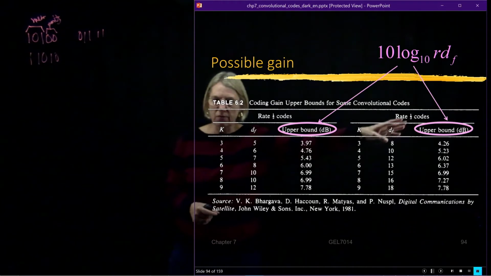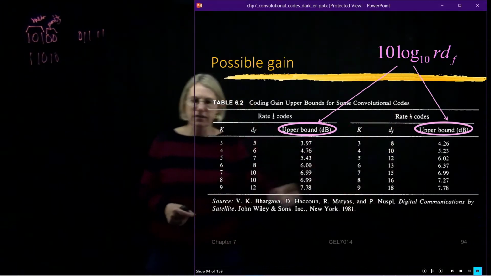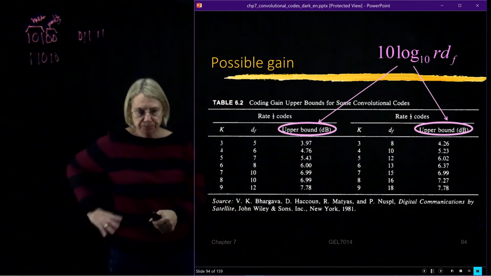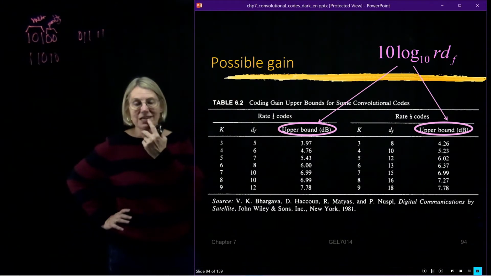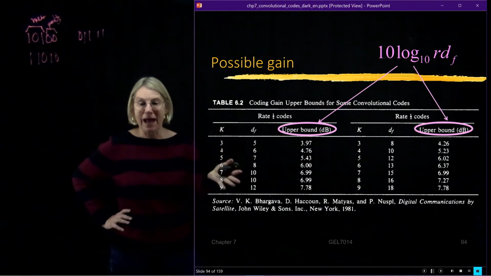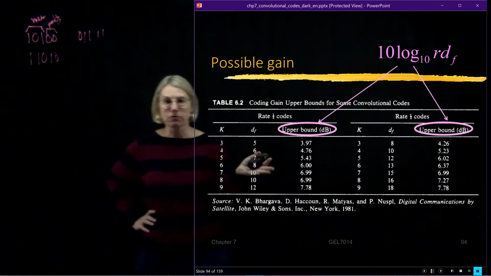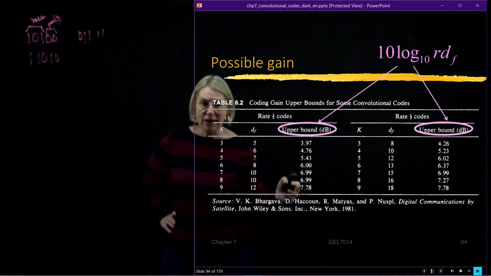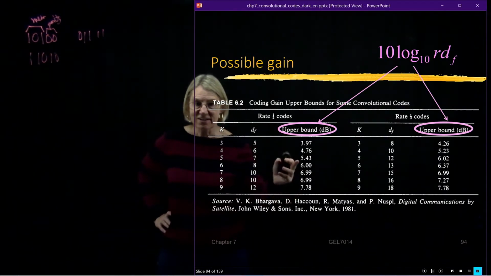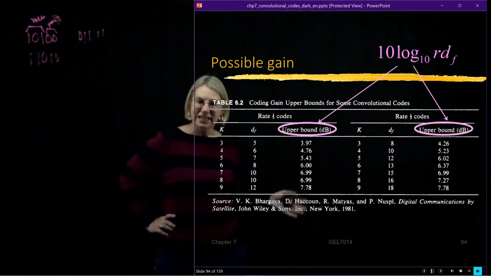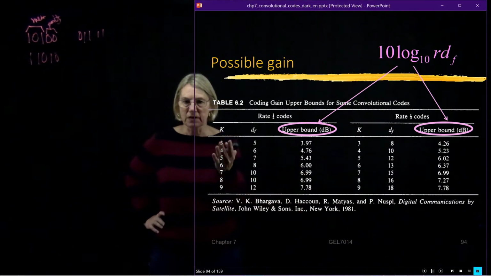Same thing they did for a rate 1/3 code. Find all the codes, find which ones are best. And what's interesting from this upper bound, even if it was not precise, is that it tells us that things are saturating. How much more improvement can I get as I go up in complexity?